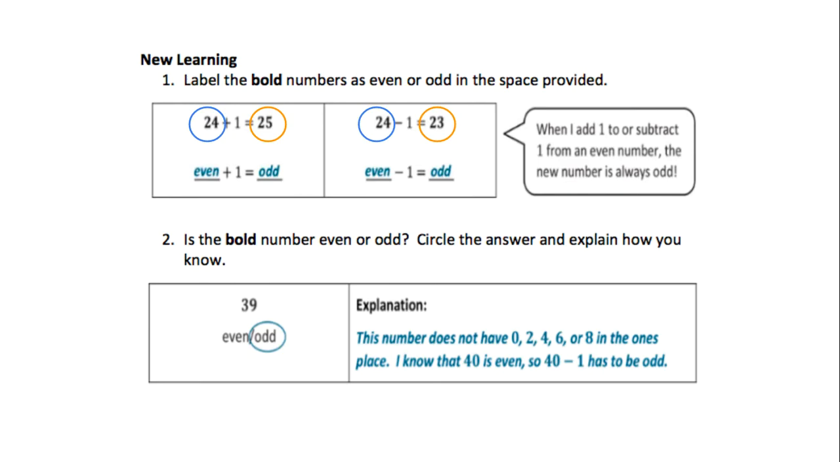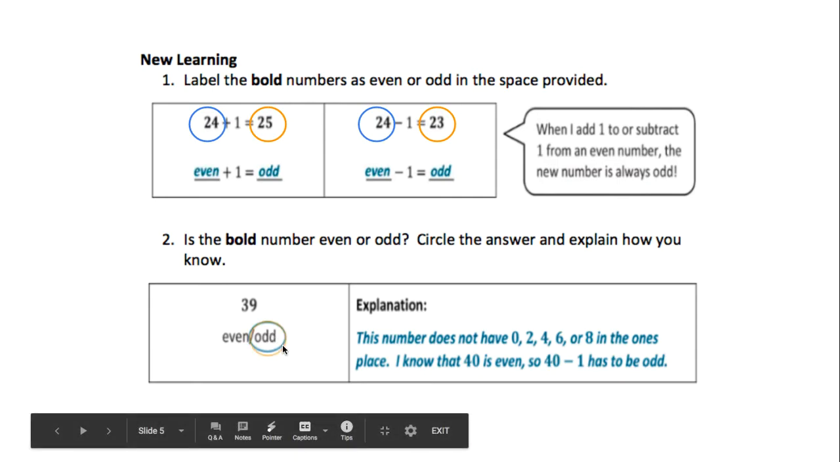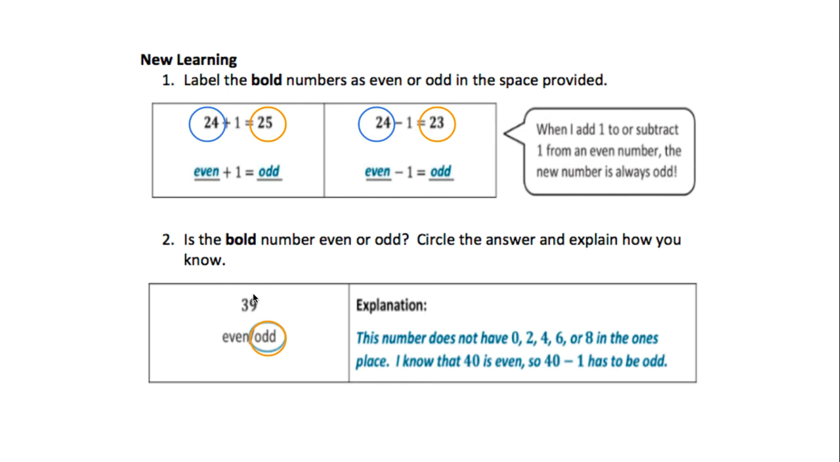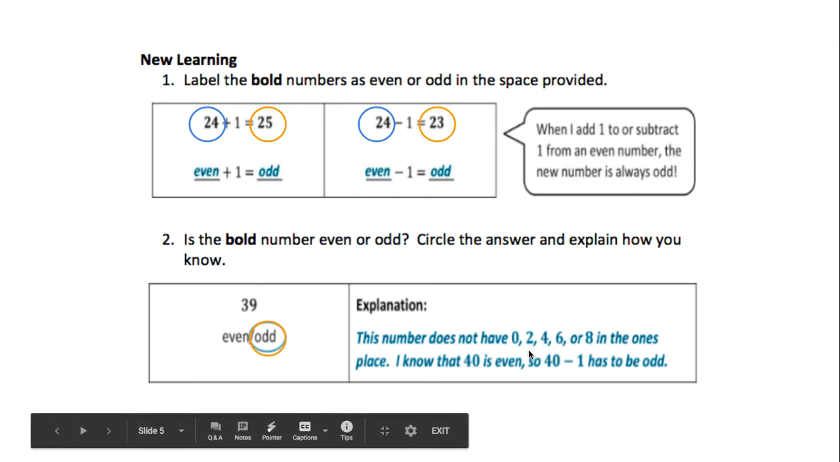All right, so then coming down below, they wanted you to see, is the bold number even or odd? Circle the answer and explain. It was circled in blue, and I'm keeping consistent with orange. 39 is odd. We know this by simply looking in the ones place. 9 follows that odd rule. So the number does not have 0, 2, 4, 6, or 8 in the ones place. And you know that 40 minus 1 has to be odd because 40 is an even number.